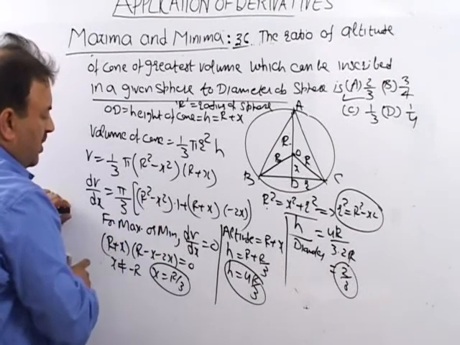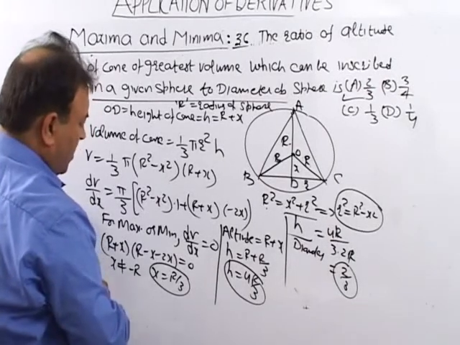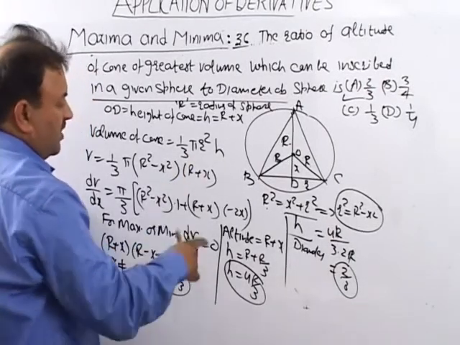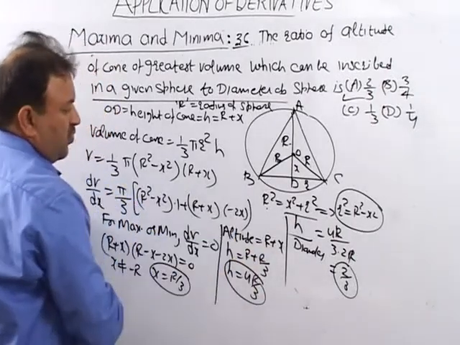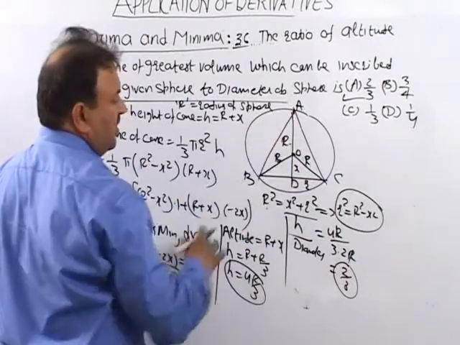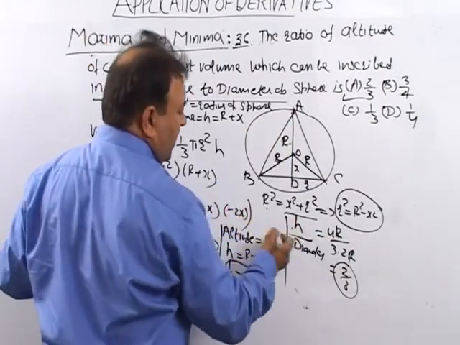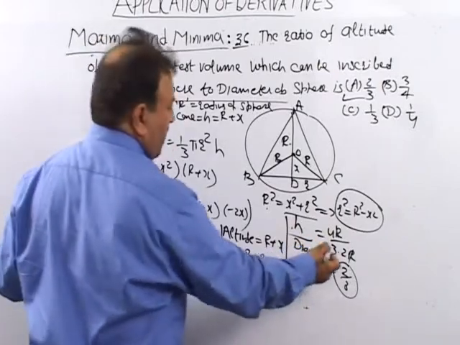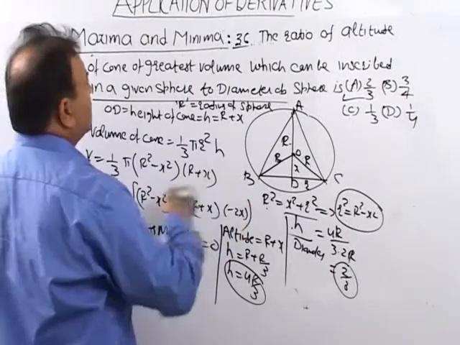For maxima or minima, dV by dx is equal to 0. X is equal to r by 3. The altitude h is equal to r plus x, which is r plus r by 3, that is 4r by 3. This is the height. Now we have to find the ratio between the height h and the diameter. H is 4r by 3 and the diameter is 2r, so it comes out to be 2 by 3. So A is the right option.